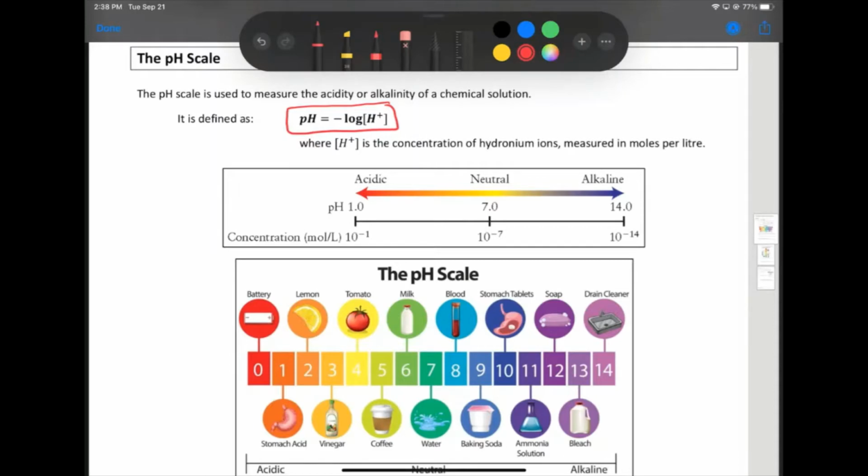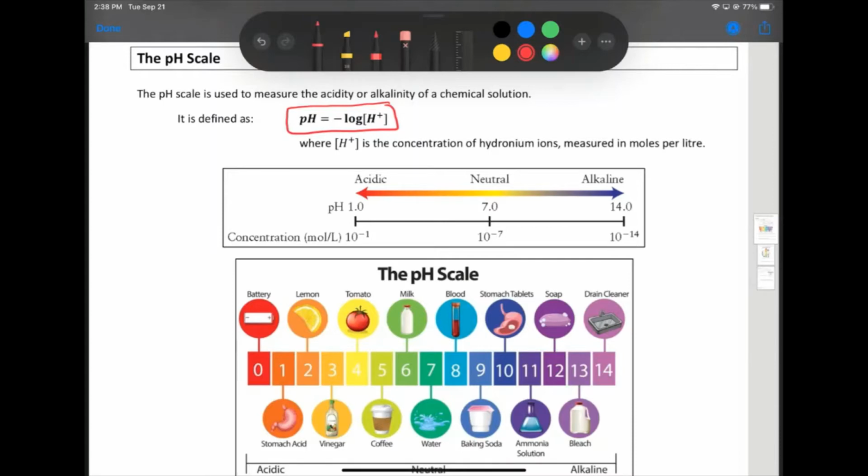So basically the scale is a lot nicer to work with than saying, oh, I've got some liquid over there that has a hydronium concentration of 3.28 times 10 to the negative 4 moles per liter. I mean, that's a horrible way to say it. So we just say stuff like it's got a pH of 4. Much easier to work with.